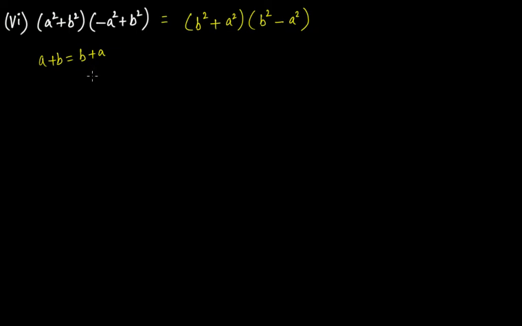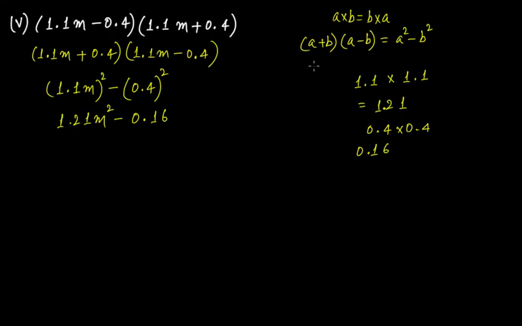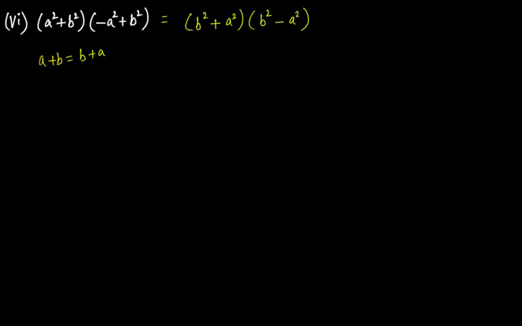Now this should remind you of exactly the same identity we have discussed here, that is identity 3. How? Identity 3 is a plus b multiplied by a minus b, and this should be equal to a squared minus b squared. Now if you look here, your b squared will become a in this case, and your a squared will become b in this case. Don't get confused by this b and this a and this a and this b. Don't get confused.